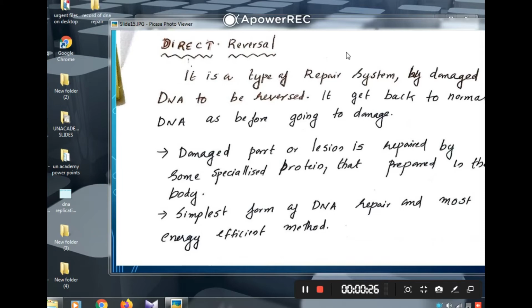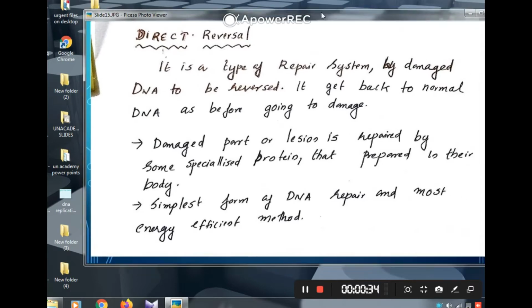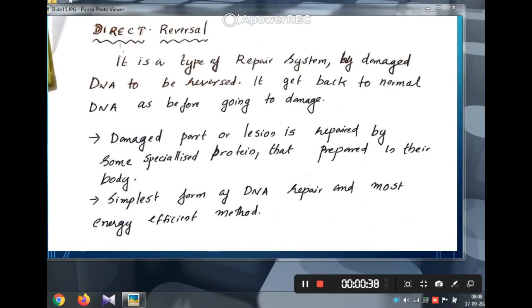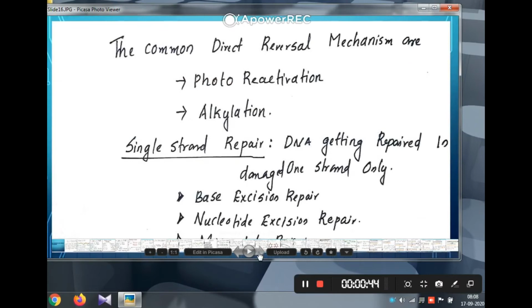Direct reversal is the simplest form of repair and the most energy efficient method. The most common direct reversal mechanisms are photoreactivation and alkylation repair. Photoreactivation is discussed in this video.